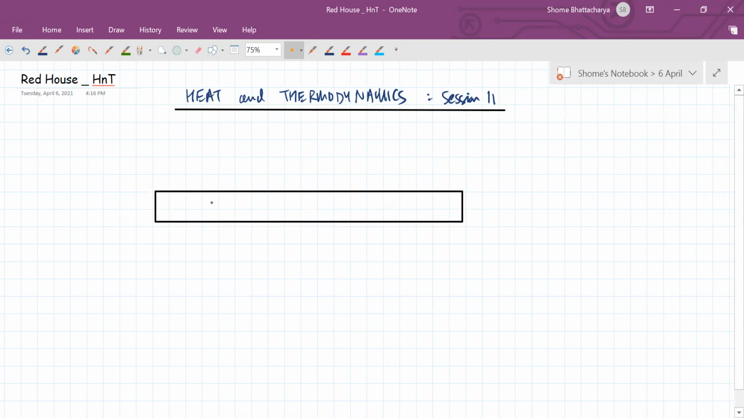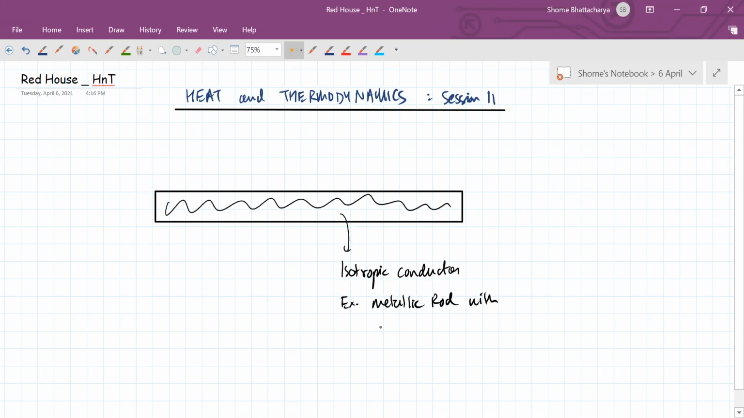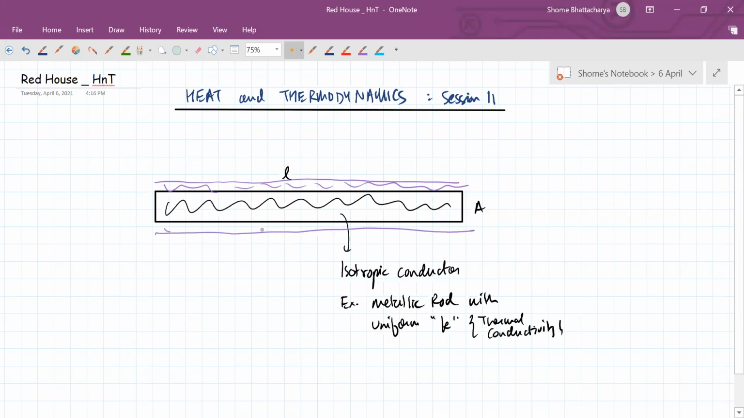So we saw that if we have what is called an isotropic heat conductor, for example a metallic rod with a uniform thermal conductivity, which we denote with the symbol K, and it's of length L and cross-sectional area A. Now, if we insulate it from the outside, and just keep the two ends of the metallic rod in two separate temperature reservoirs, one having a high temperature of T1 and the other having a low temperature of T2, then heat will flow only along the length of the rod.